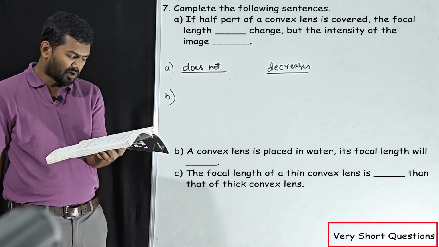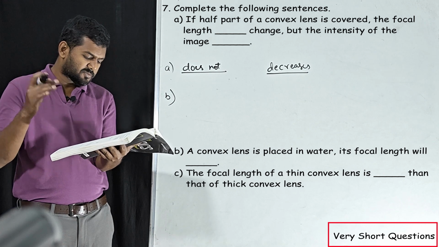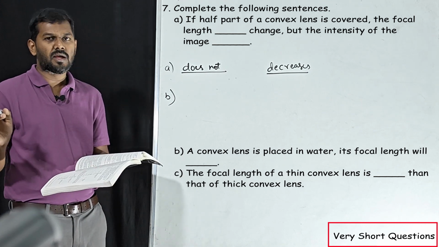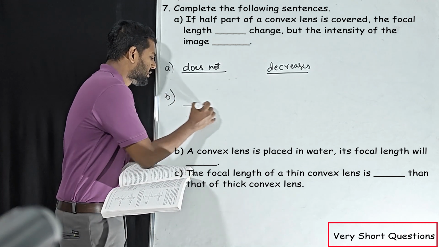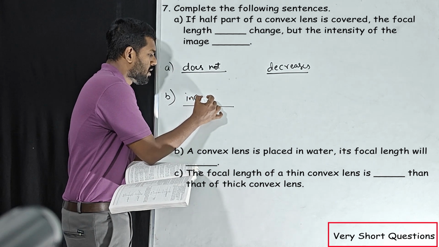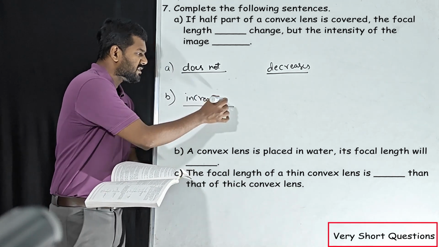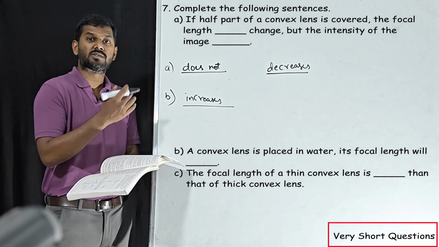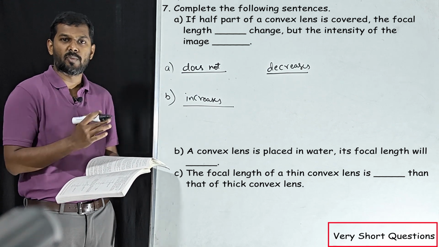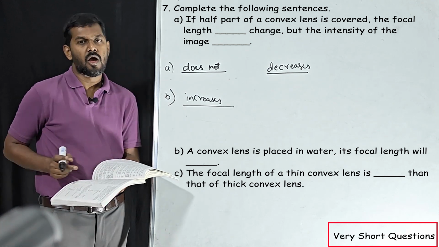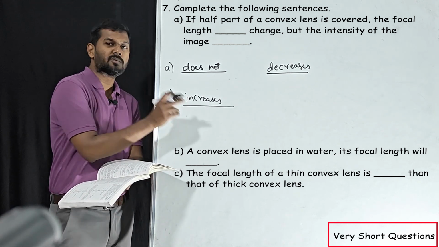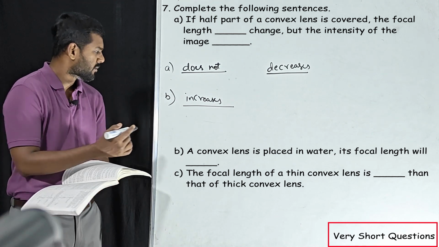Next, a convex lens is placed in water, its focal length increases. This is what we have learned, correct? This is a little confusing, I know. You have to watch the concept video. At the end we have given so many note points. In that, this is the question. This is a very important question because many students will get confused.